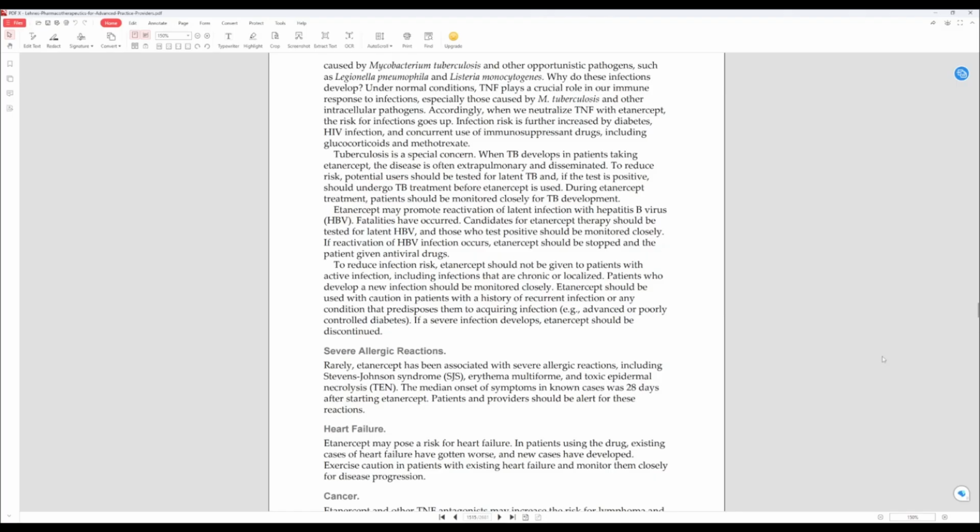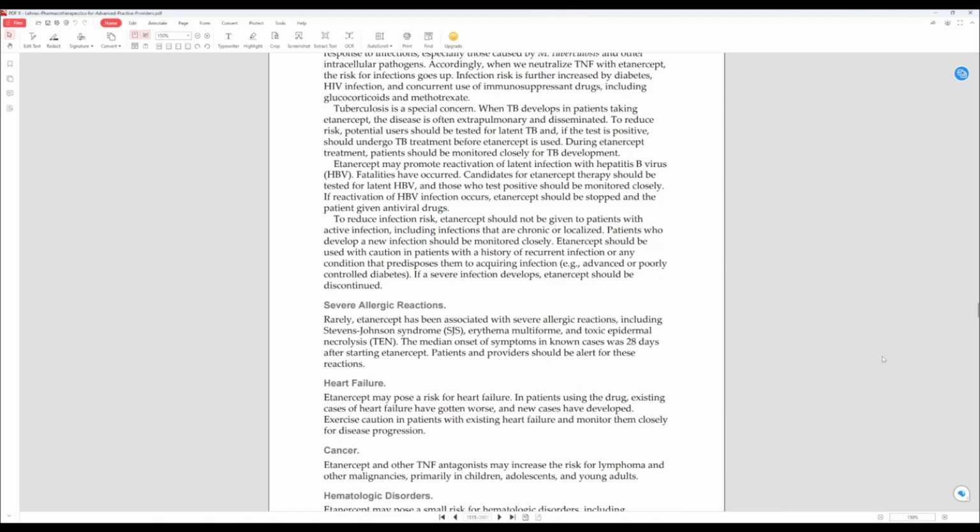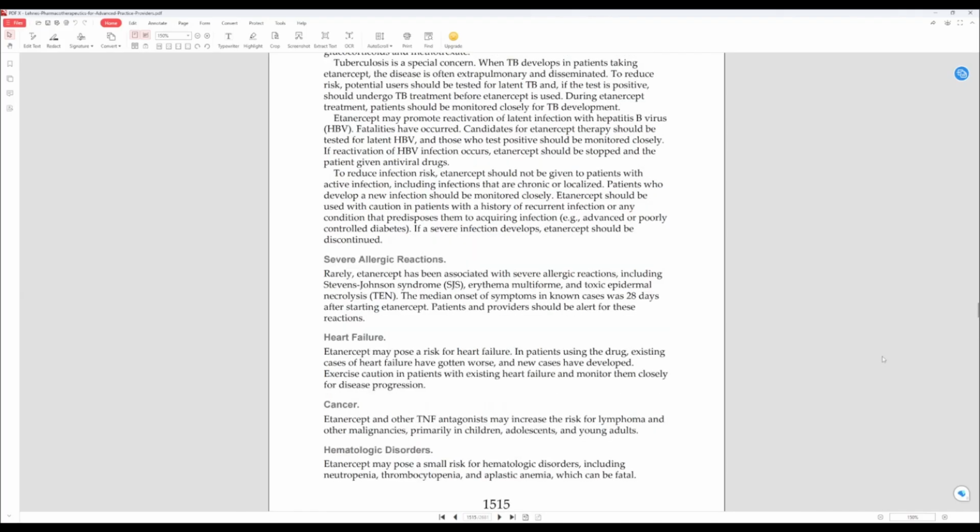Etanercept may also promote reactivation of latent infections, which include hepatitis B. Fatalities have occurred, and candidates for etanercept therapy should be tested for latent HBV, and those who test positive should be monitored closely. If reactivation of HBV infection occurs, etanercept should be stopped and the patient be given antiviral drugs. To reduce the risk for infections, etanercept should not be given to a patient with an active infection, including infections that are chronic or localized.